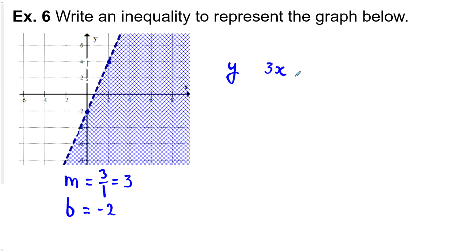So I want mx plus b. Now, are all the y values under the line or above the line? So we look at every point and we look under it and we say, they're under here. So y is less than. And do we want the line itself? Well, it's dotted, so no, we don't want it. So that's it.